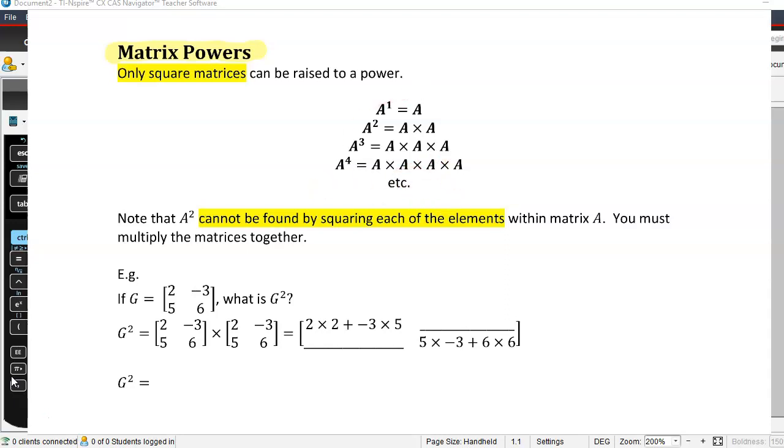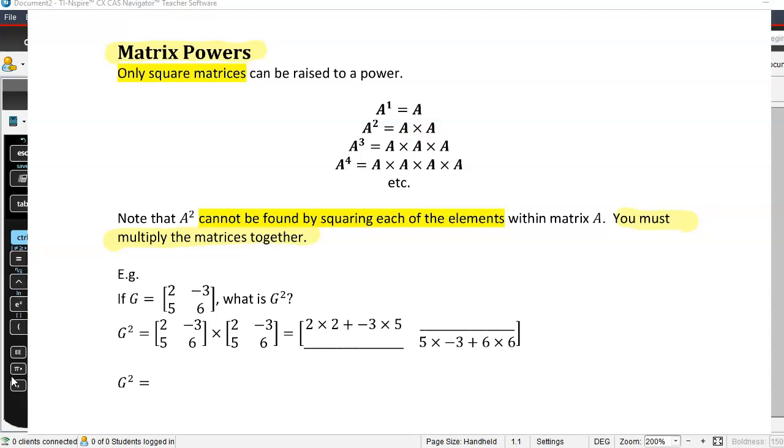Now, the biggest mistake that students make is that they think, well, A squared, I'm just going to square all of the numbers in there, and that's how I'm going to do it. No. You must multiply the matrices together. Okay? You do not find the square by just squaring each of the individual elements within. You have to multiply those matrices together. So matrix A squared is equal to matrix A times matrix A.